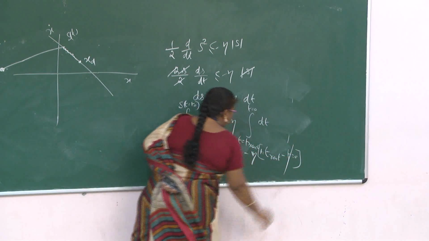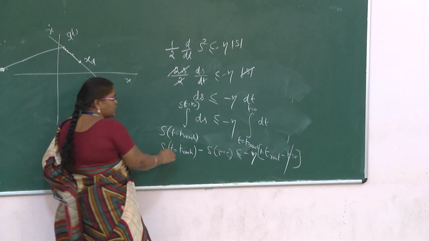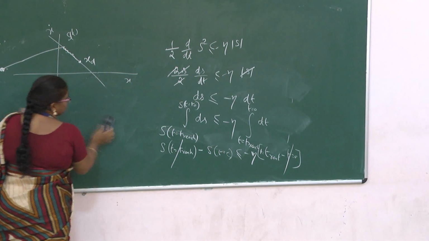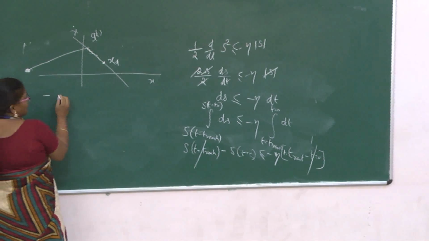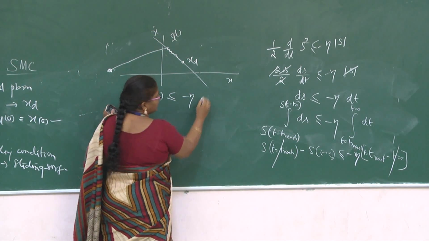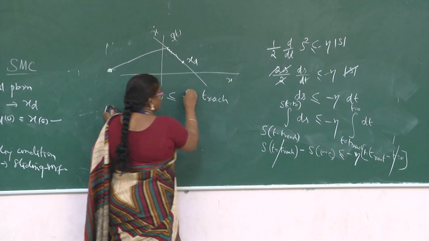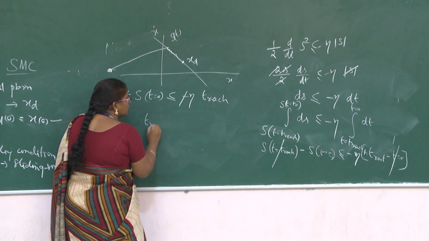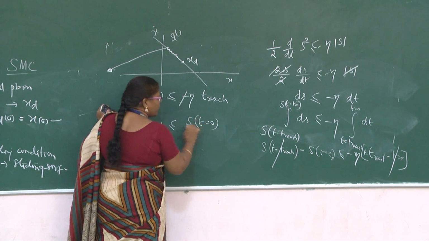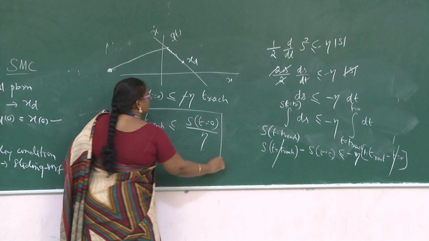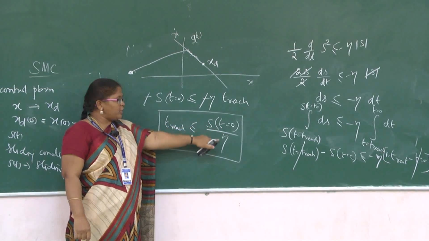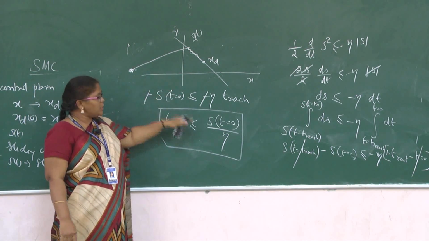And then this is 0, we can cancel, and usually in the sliding surface the extreme point is s of t equal to 0. So finally we have minus s of t equal to 0 less than or equal to minus eta t reach. So minus minus will get cancelled. So what is t reach? T reach is less than or equal to s of t equal to 0 divided by eta. So my trajectory takes s of t equal to 0 divided by the positive constant, which is the time taken for it to hit the surface.